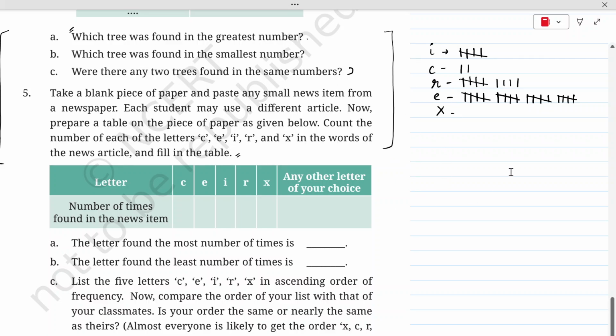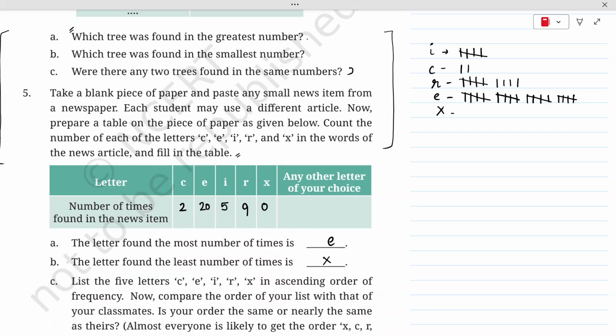Okay. So on the basis of this whole portion, A, B, and C, now I am writing the numbers here. For C, we have identified it 2 times. E, we have identified 5, 10, 15, and 20. 20 times we have got E. I, 5 times. R, 5 plus 4, 9 times. And X, 0 times. Okay. So the letter found the most number of times, 20 times we have got, is E. The letter found the least number of times is X. We have not found X even once.